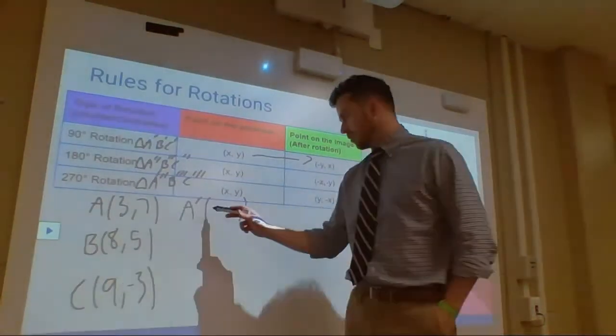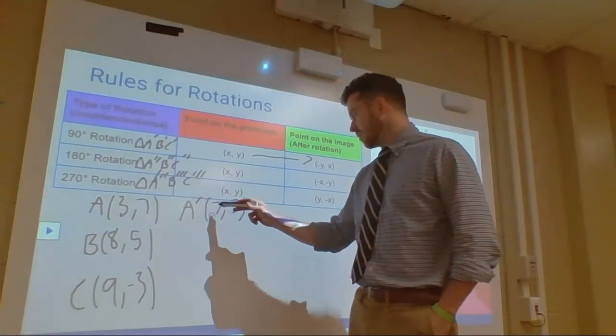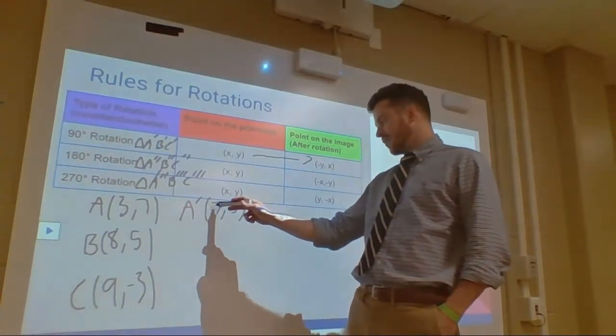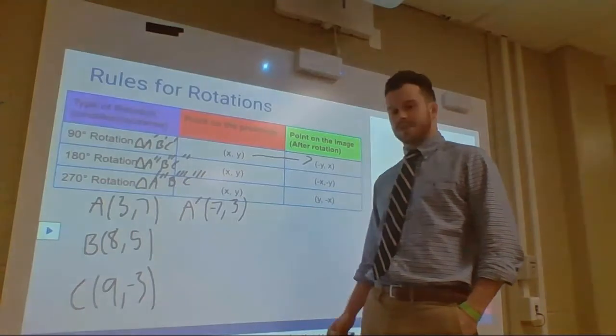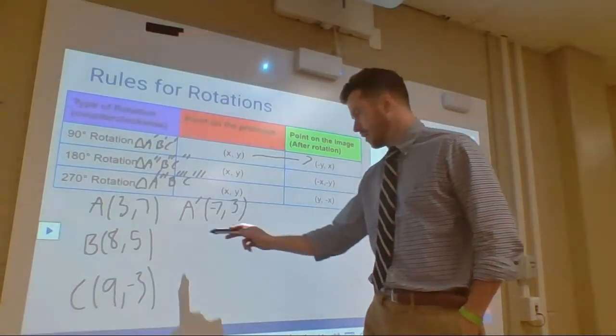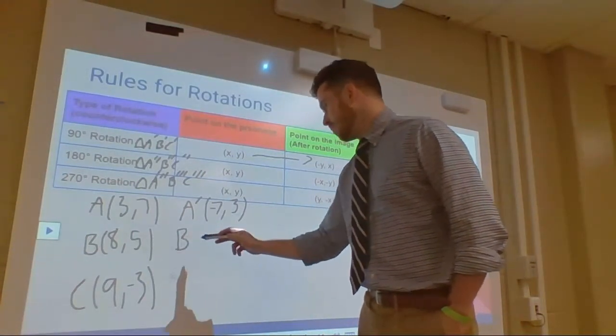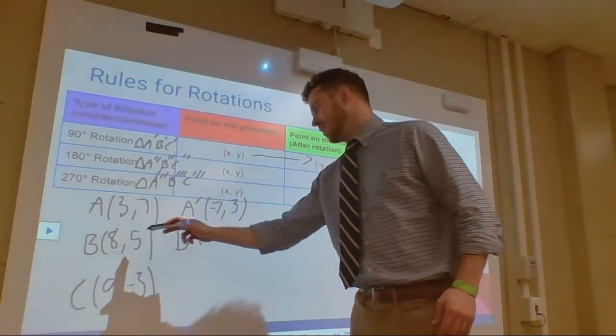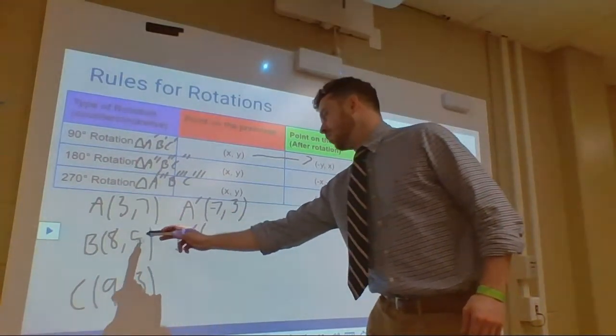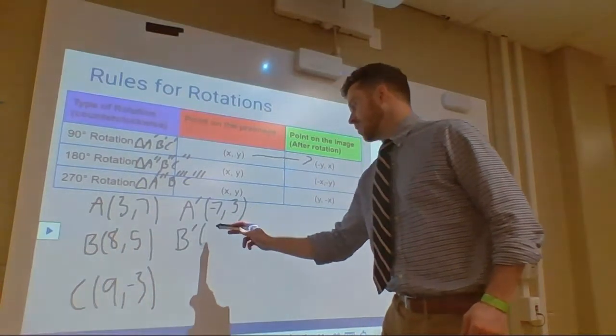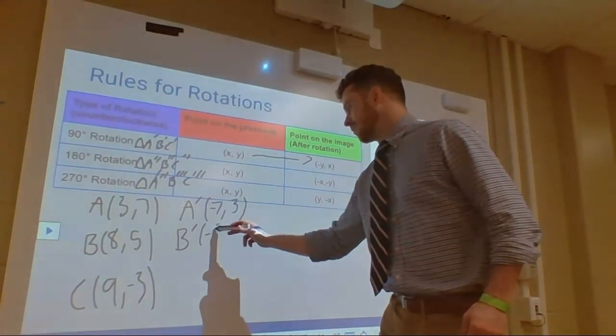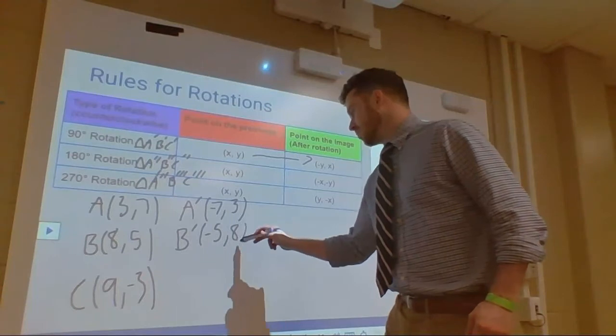So 3 and 7, they're going to swap to 7, 3, but then the 7 moves into the x value and also becomes opposite. It goes from positive to negative. Same thing's going to happen with B prime. So B is 8, 5. The y value is going to move into the x value and become opposite. So it'll be negative 5, 8. That'll be the coordinates of B prime.